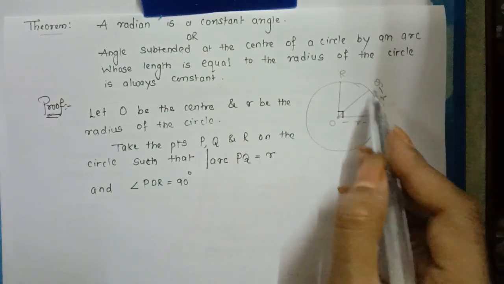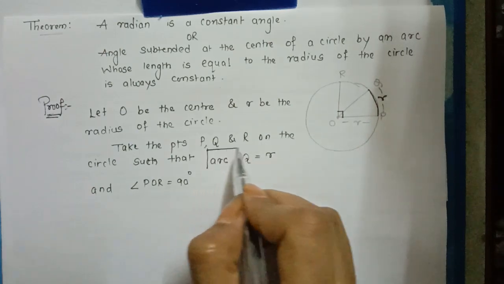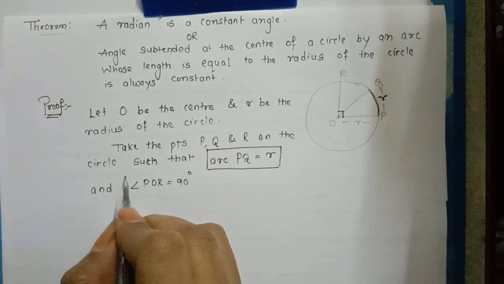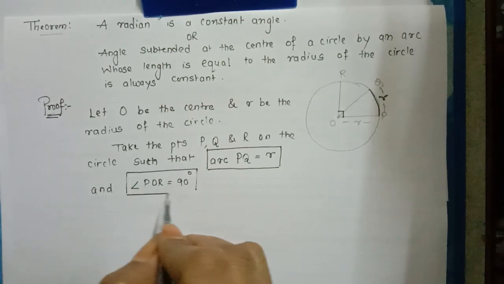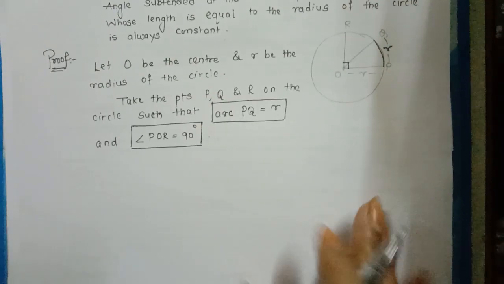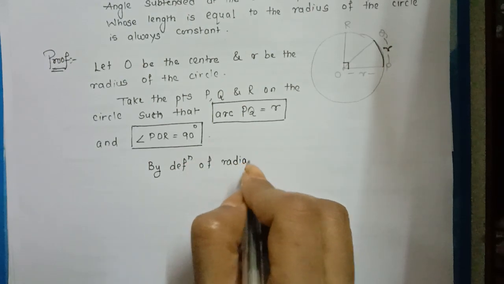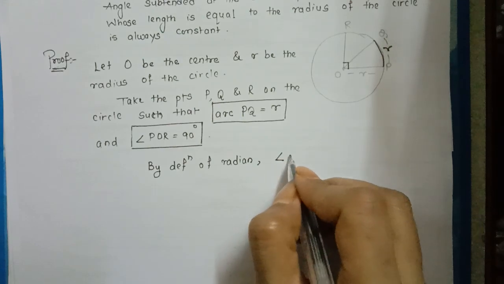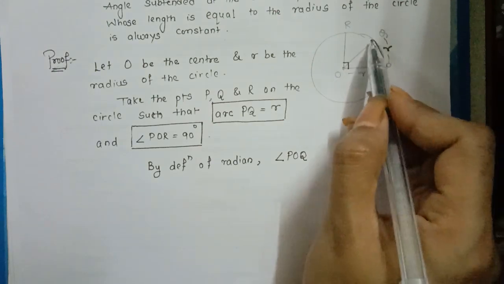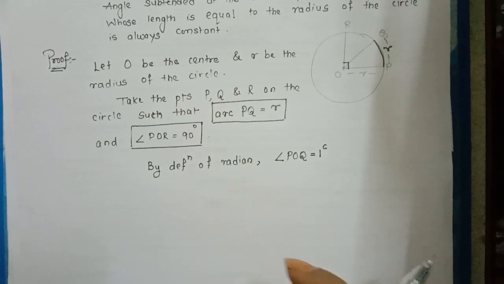So the length of the arc, this PQ, is of measure R. I am putting this in a box, and the angle, this right angle POR, is 90 degrees. So I am putting these two things in a bracket. By definition of radian, angle POQ, I'm talking about this angle POQ, is equal to 1 radian, by the definition of radian.